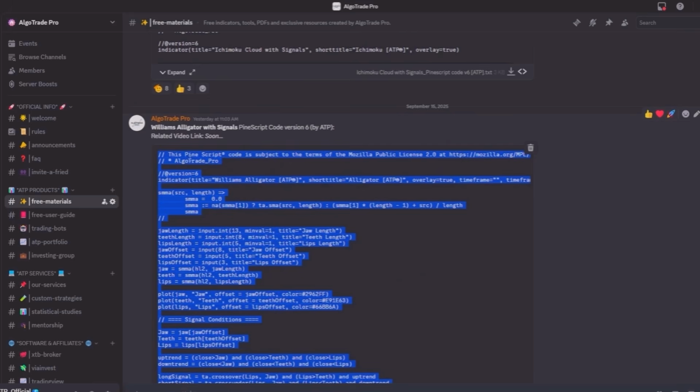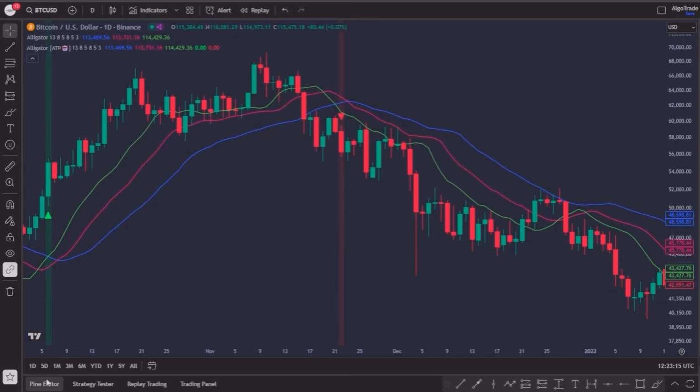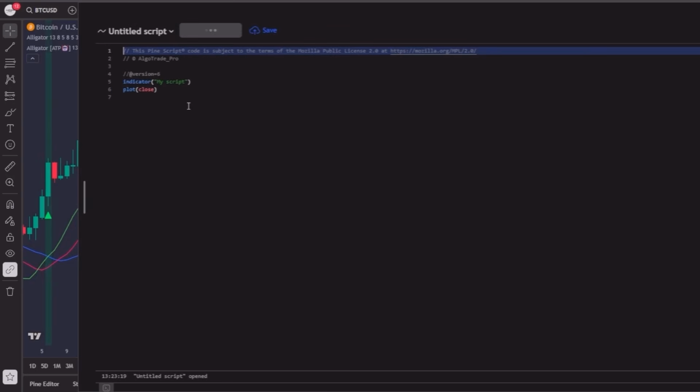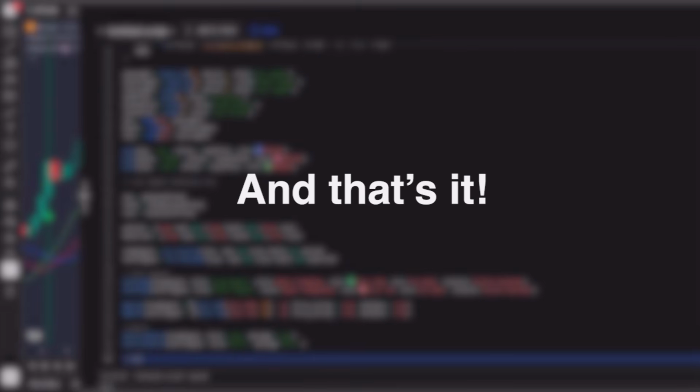There you will find the full Pine script source code, and all you have to do is copy it, open the Pine editor in TradingView, click on New, select Indicator, paste the code, save it, and finally click on the Add to Chart option, and that's it.